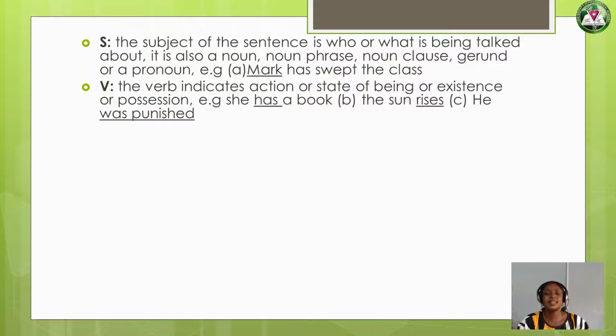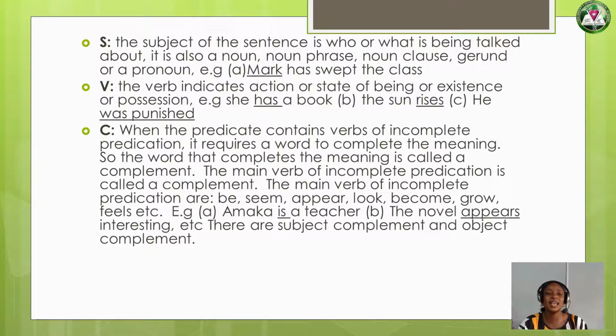Okay, so like I said earlier, the S and V, that's the subject and the verb, are very important aspects of a sentence. They must be there for a sentence to be meaningful. Okay, so without S and V, that means we don't have a complete sentence or expression. Okay, now we are moving over to complement. So we say that when the predicate contains verbs of incomplete predication, it requires a word to complete the meaning. So the word that completes the meaning is called a complement.